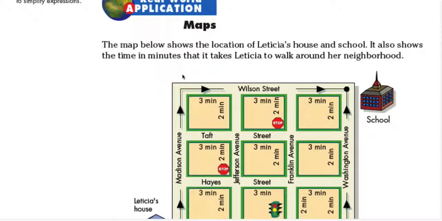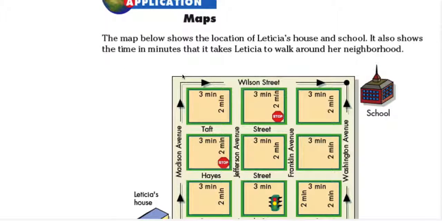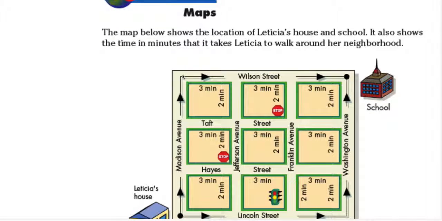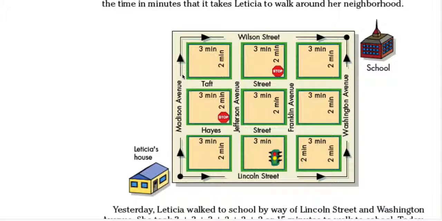Maps. The map below shows the location of Leticia's house and school. It also shows the time in minutes that it takes Leticia to walk around her neighborhood. Study that map for a few seconds. This is Leticia's house, obviously, and this is school, and these are the ways she goes to school, and so on and so forth.